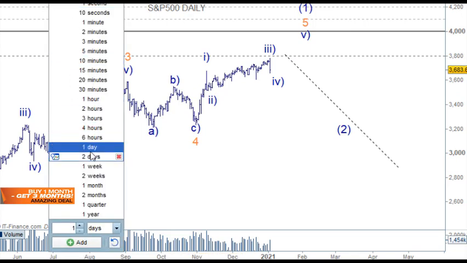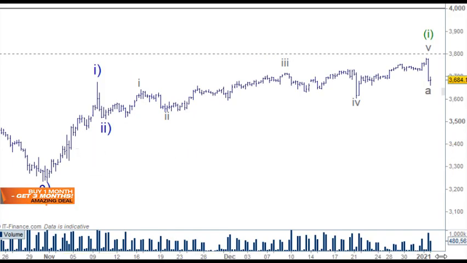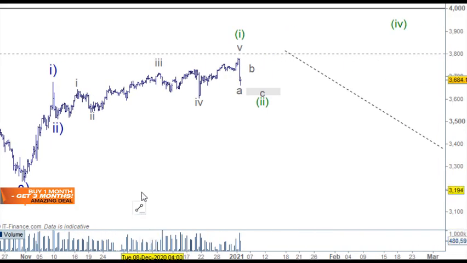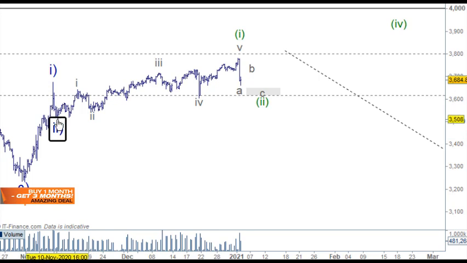The alternative count here, let me just go to the 6-hour chart. The alternative count is looking at this as 1 and 2 here, and then all of this is wave 1, and an A and a B and a C wave here, and then moving up. So that will come a little bit lower down. It can come down to that point there. Of course, it can come a little bit lower as well, but it can't come lower than that blue wave 2. So we'll just see how this goes.